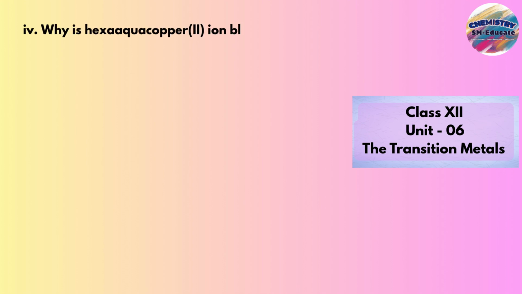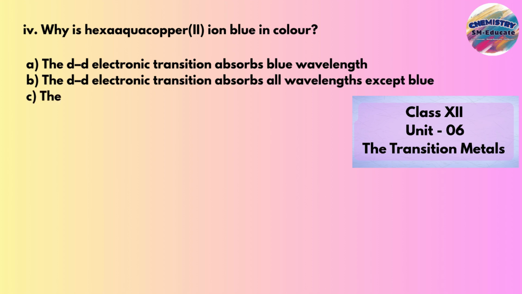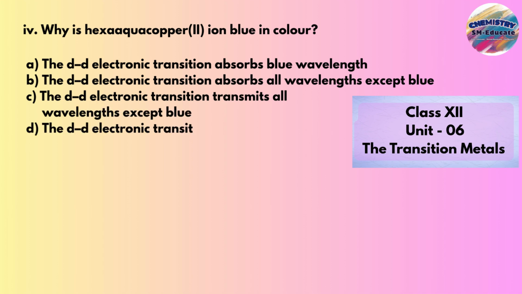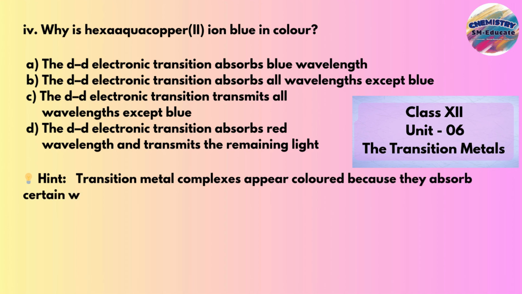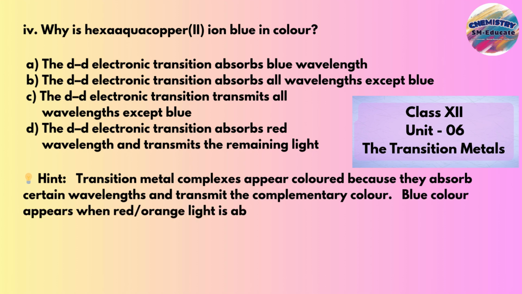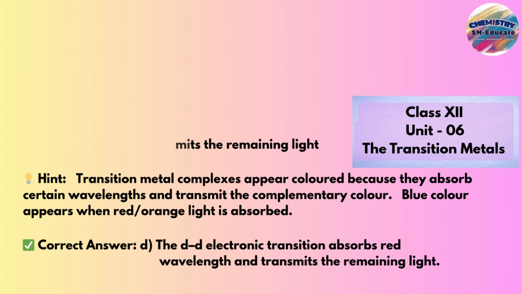4. Why is the hexaaquacopper(II) ion blue in color? A. The d-d electronic transition absorbs blue wavelength. B. The d-d electronic transition absorbs all wavelengths except blue. C. The d-d electronic transition transmits all wavelengths except blue. D. The d-d electronic transition absorbs red wavelength and transmits the remaining light. Hint: Transition metal complexes appear colored because they absorb certain wavelengths and transmit the complementary color. Blue color appears when red and orange light is absorbed. Correct answer: D.